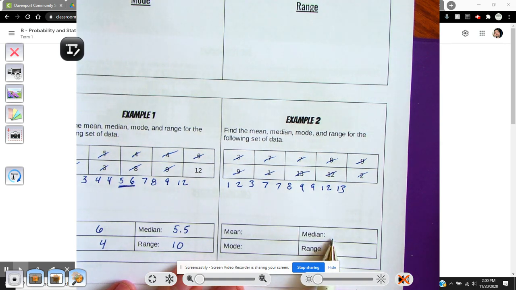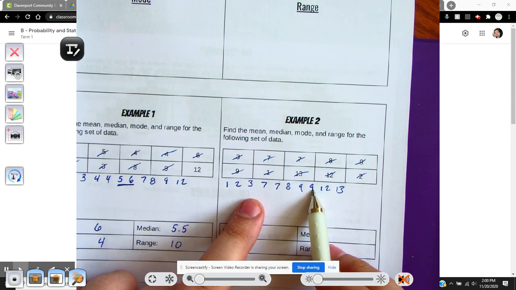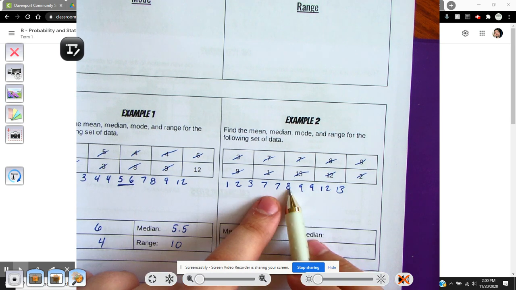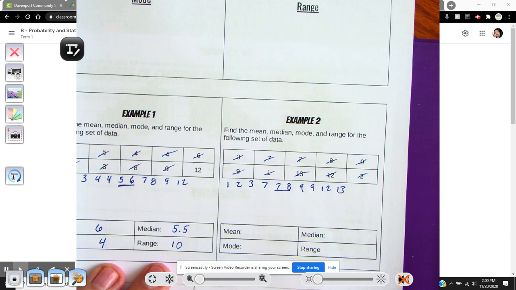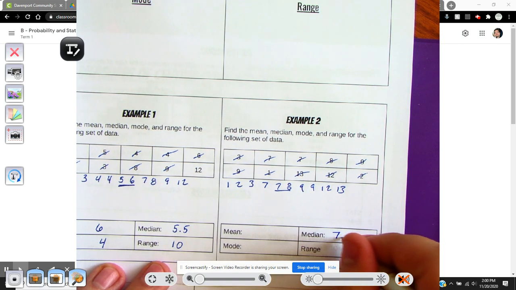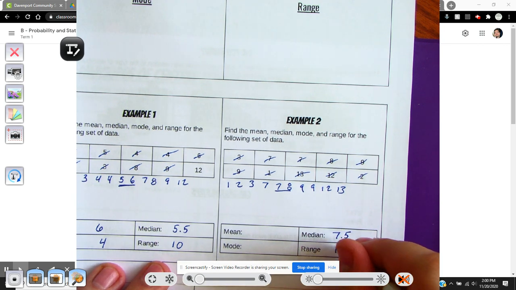Finding our median is the middle number. So I can do that finger method again. Going in, same number. So I know it's between a 7 and an 8. 7 plus 8 divided by 2 gives us 7.5. Range, biggest number minus smallest number. So 13 minus 1 gets us 12.